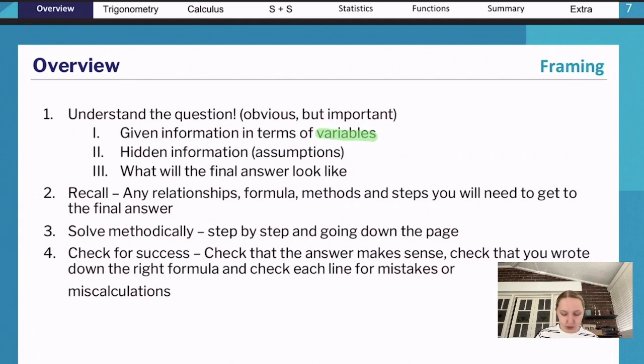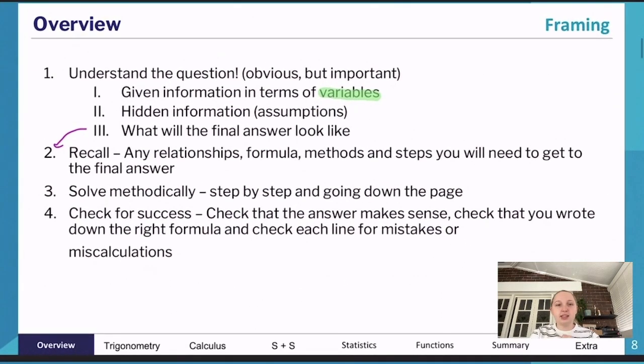And I guess that links us to the second part of approaching questions in maths, and that's to recall anything and everything that you think you might need to get to that final answer. So there are relationships between concepts, formulas, methods, steps, anything you need to get the final answer. With this, I think thinking about formulas is super important, and just remembering what's on your formula sheet, because you don't want to waste your time studying and trying to remember all these formulas if they're going to be on your formula sheet anyway, because that's just a waste of time. So you want to get really used to using your formula sheet.